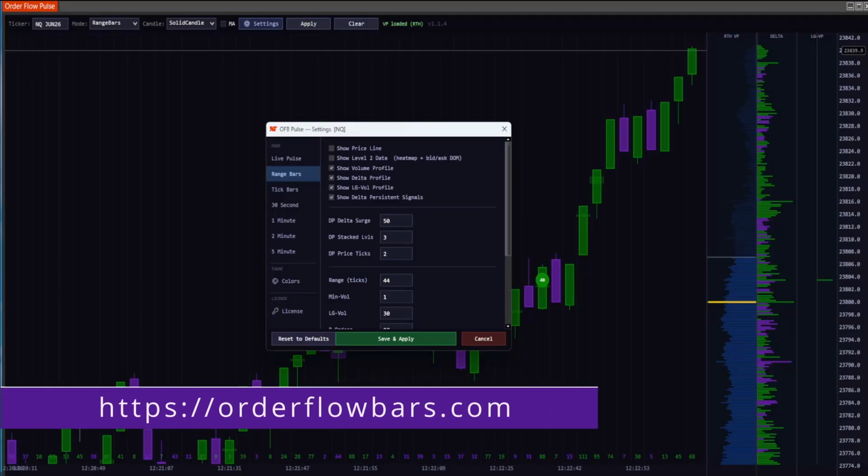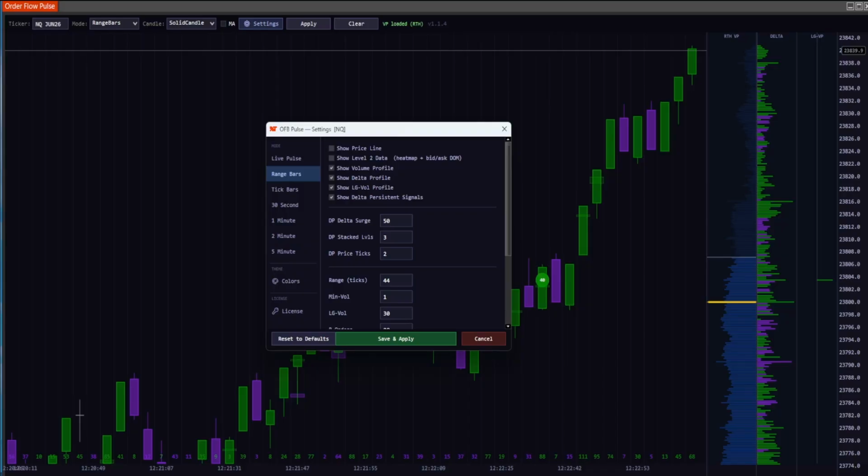I am going to go over version 1.1.4. The major thing that got added was this right here, show delta persistent signals. This is a delta surge strategy that I have traded for quite a while, and I mainly traded this using footprints. So let me go over the settings.